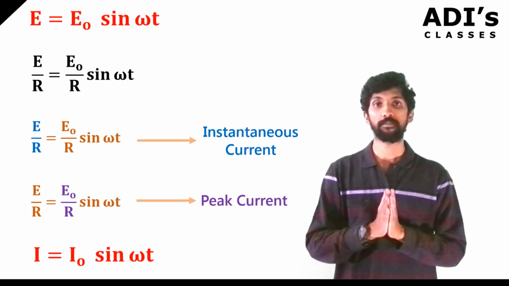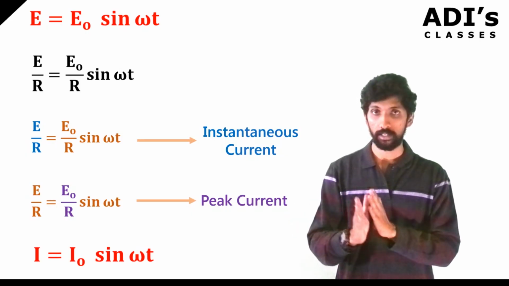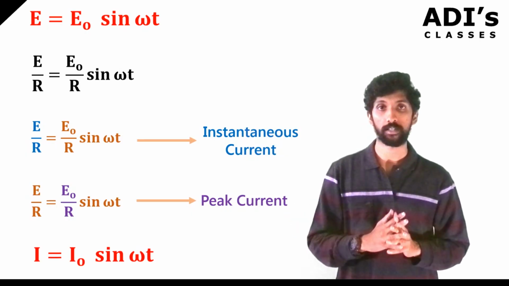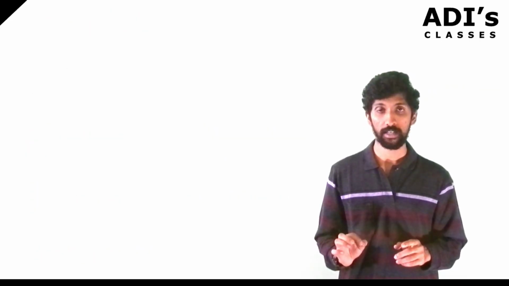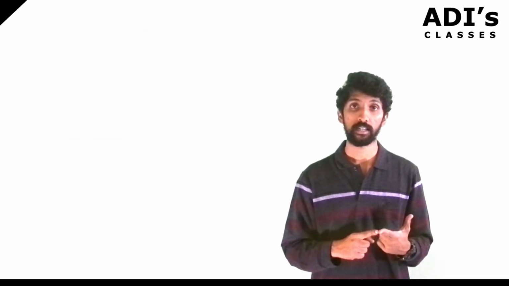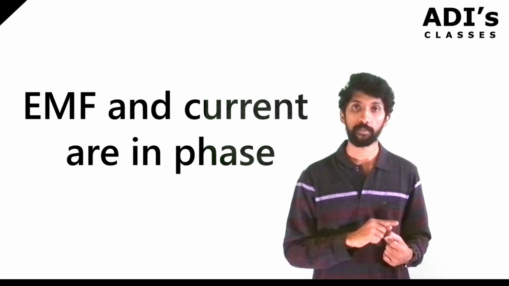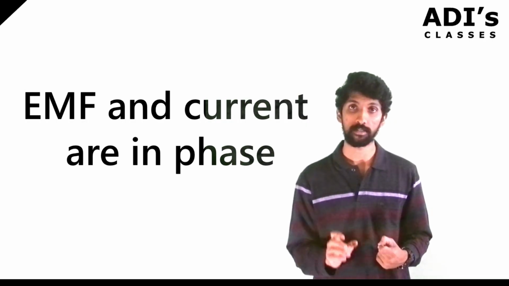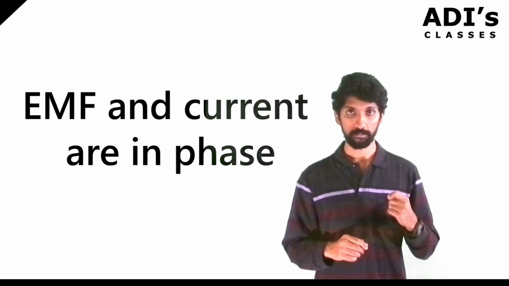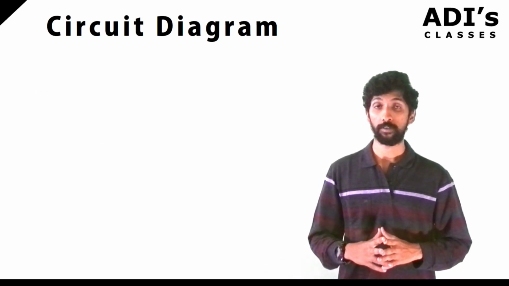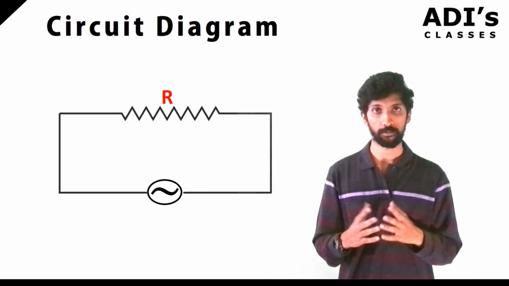So what we have is E is equal to E naught sine omega t and I is equal to I naught sine omega t. So what we say is EMF and current are in phase when an alternating current is passed through a pure resistor. Now this is the circuit diagram which you have been seeing. Now we have two more diagrams which you have to know.